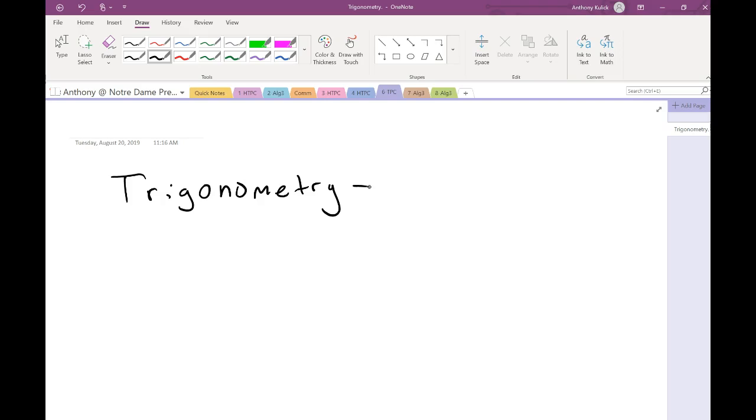Yeah, triangles. It's exactly what the trig part is referencing, triangles. And then the ometry part is a suffix we've seen a lot, right? What do we think that part is referencing? It's like study of. It's basically the study of triangles here.